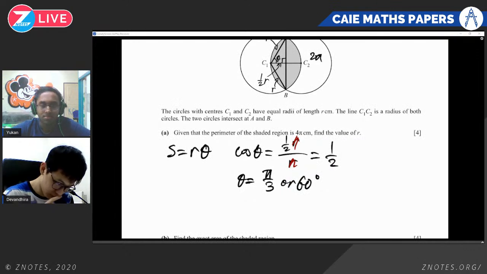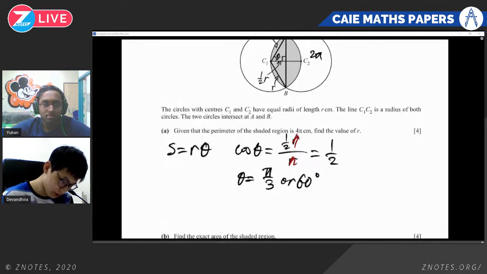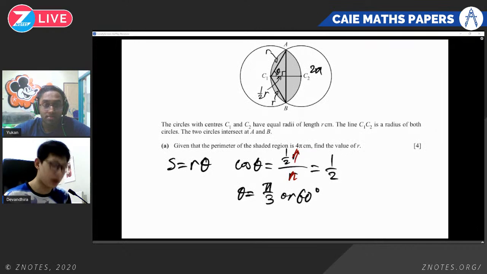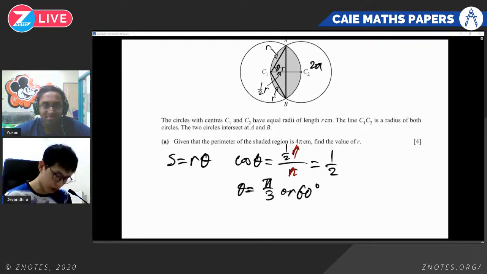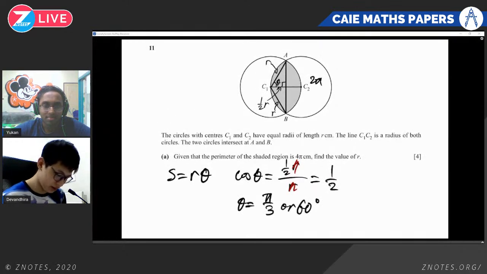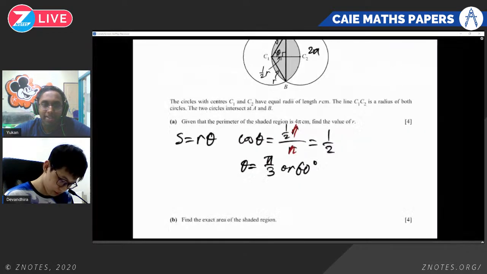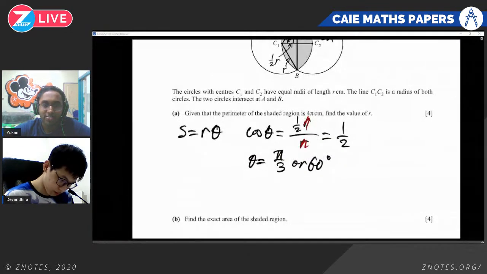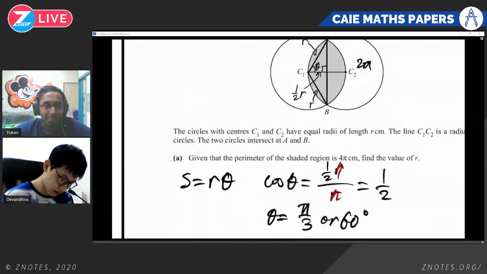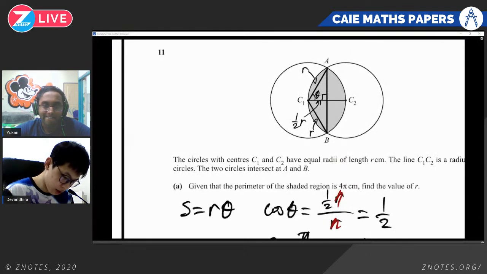Okay. So from here, we found that the angle is pi over 3, correct? But we're looking for r. How can we find r here? For that theta, its arc length is pi, because we're dividing into 4 segments, and that's just pi. So you're talking about this part, right? This is just pi. Yep.